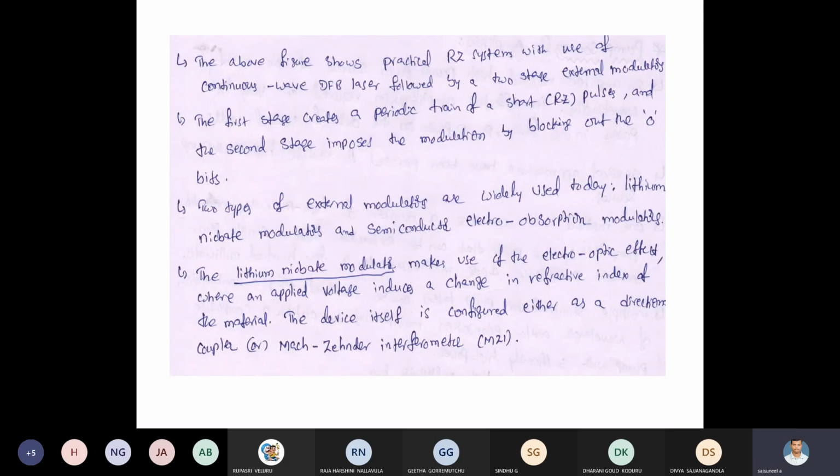Till now, we discussed 2 types of external modulators. Here, another one is the lithium niobate modulator. Lithium niobate modulators are available. What is the structure of this lithium niobate modulator? It is a combination of two directional couplers, or it is called a Mach-Zehnder interferometer. Already discussed in previous sections. What is a Mach-Zehnder interferometer? Nothing but a combination of two directional couplers.